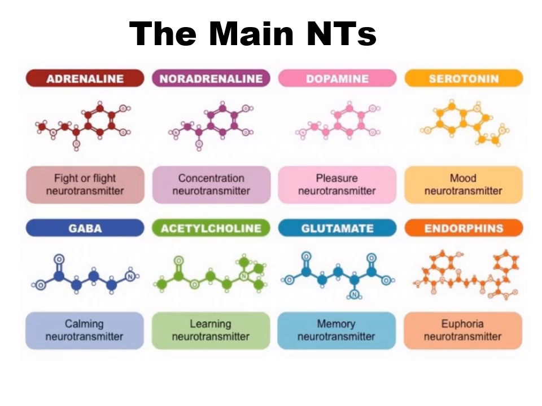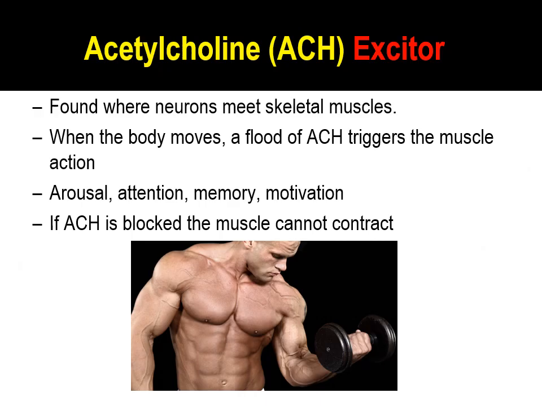We're going to look at all of these neurotransmitters, and we're going to look at the chart on the back. So acetylcholine, which we call ACH, it's an exciter. It is found where the neurons meet the skeletal muscles. When the body moves, a flood of ACH will trigger the muscle action. This is a part of arousal, attention, memory, and motivation.